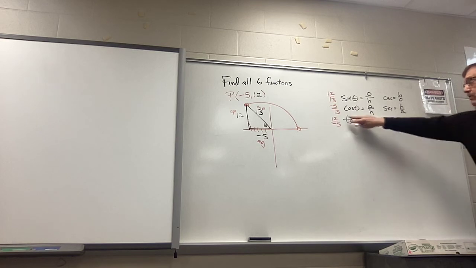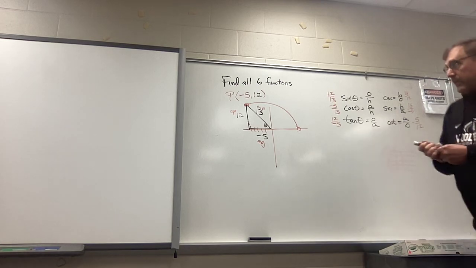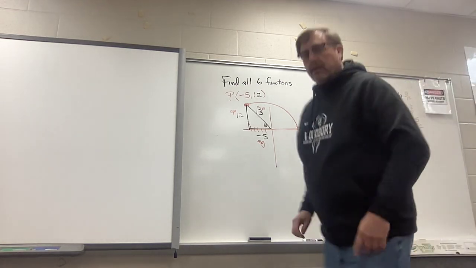So, the cotangent, we simply take the reciprocal. It is -5 over 12. To get the secant, the reciprocal, it is certainly 13 over -5. And by the way, these negatives can be anywhere. And the cosecant, it is 13 over 12. And that is the first part of that lesson. Cool.